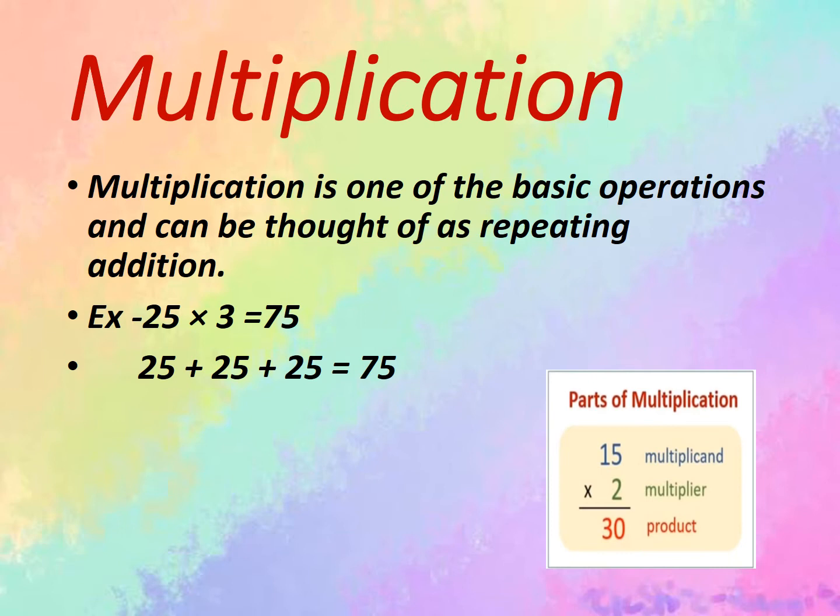The number that is multiplied by another number is called the multiplicand. The number by which another number is multiplied is called the multiplier. The result obtained on multiplying two numbers is called the product. And what is the sign of multiplication? The sign of multiplication is a cross, and this sign is placed between the numbers.